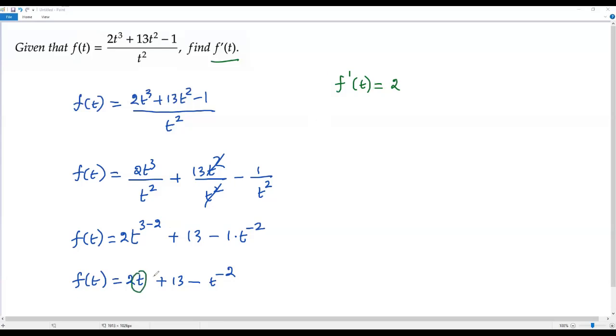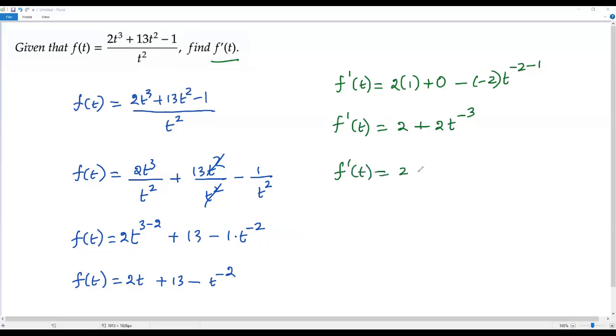When I find the derivative of this variable t with respect to t, it will become 1, plus the derivative of this constant 13 is 0, minus. Now here I can use the power rule of derivative to get the derivative of this t to the negative second power. I have to bring this exponent negative 2 in front of the variable and subtract 1 from the exponent. Then I am getting negative 2 times t to the power negative 2 minus 1. Let's do simplification. F prime of t is equal to 2 times 1 is 2, and we can ignore this plus 0, and negative times negative will become positive 2 times t to the negative third power, so f prime of t is equal to 2 plus.